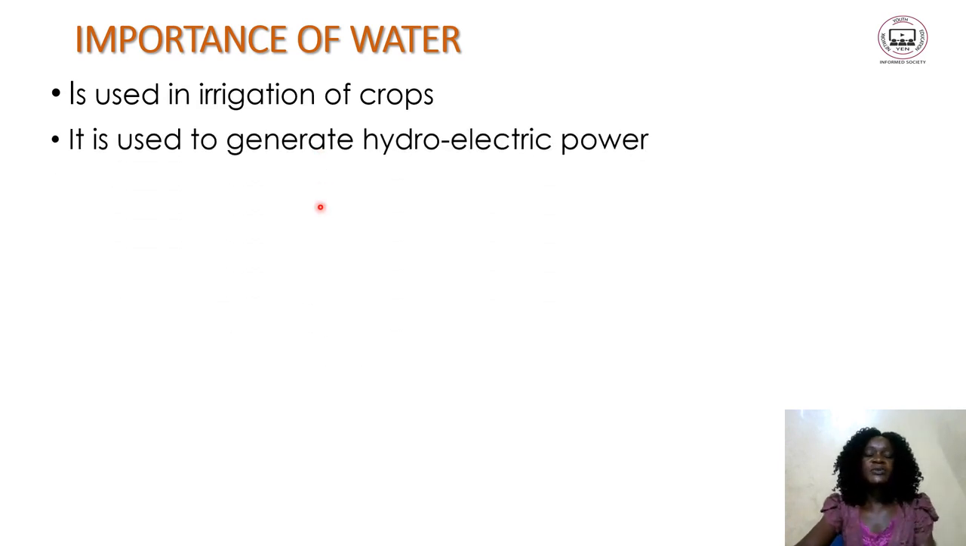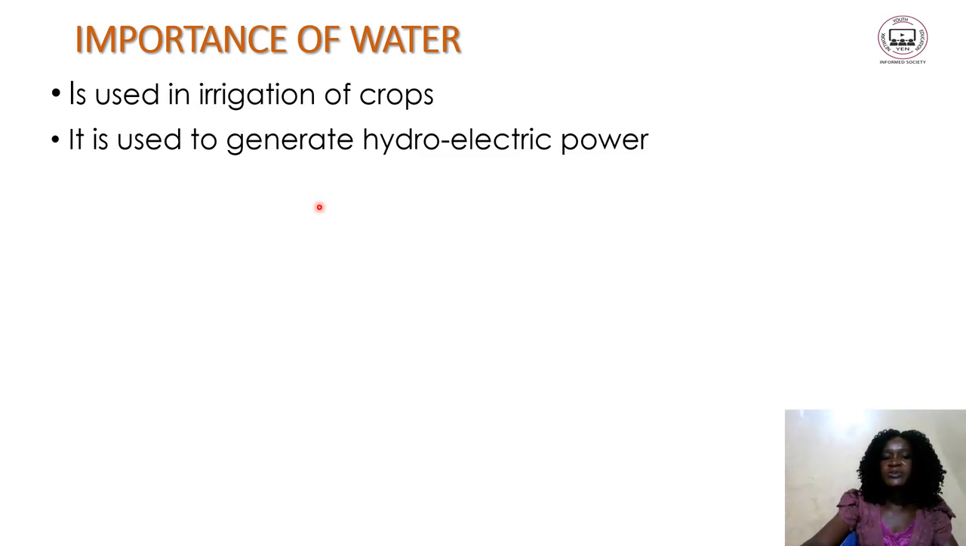Apart from that, it is also used to generate hydroelectric power. Sometimes we tend to wonder how hydroelectric power is of a necessity in agriculture. Hydroelectric power is very, very important. Some of the machines which we use when it comes to irrigating the crops need electric power. So if the same water will be generating hydroelectric power, it means it will help the machines to be working so that irrigation can be facilitated.